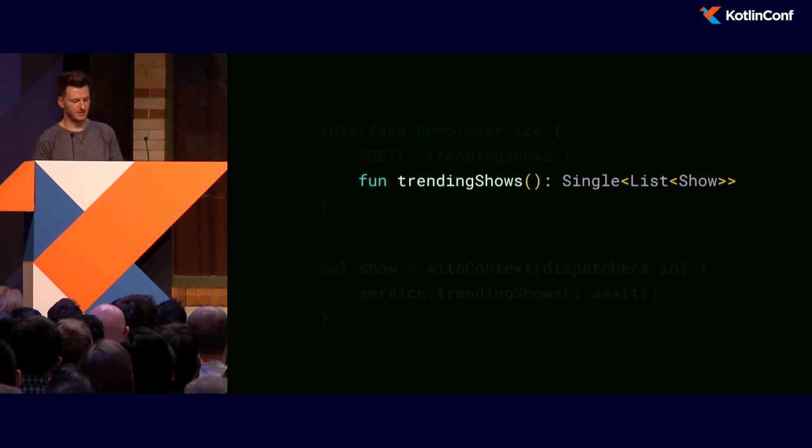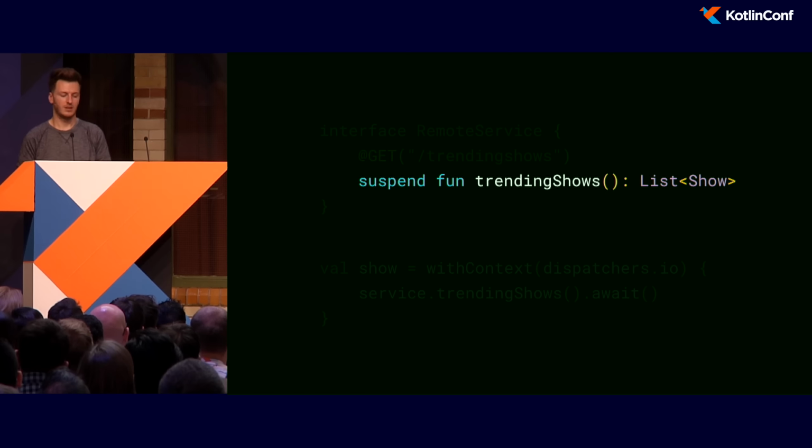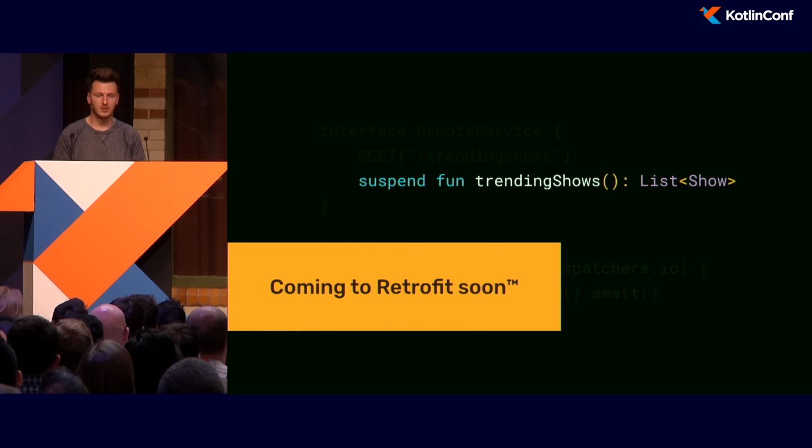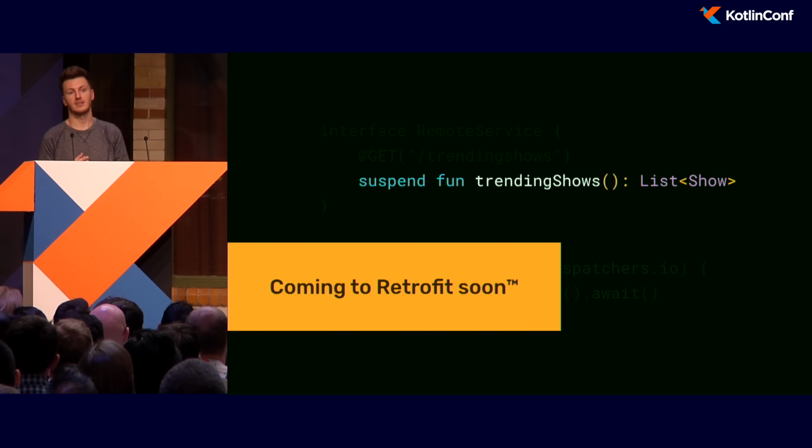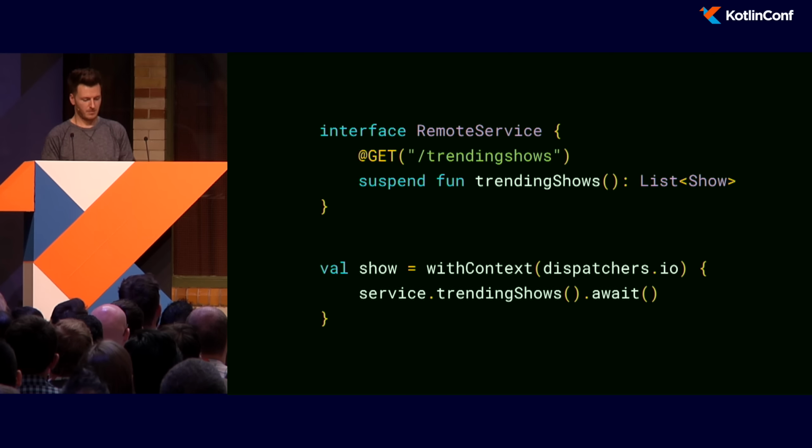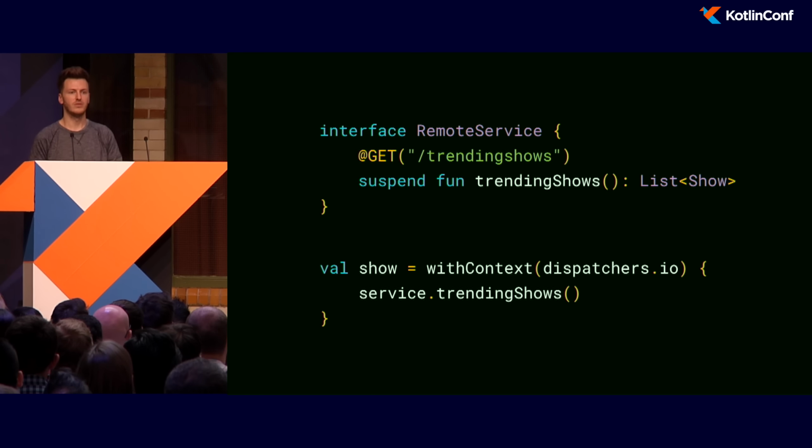Now, wouldn't it be nice, instead of returning a Single, if we could just make that Retrofit interface a suspending function? Now, this is actually coming soon to Retrofit. I was talking to Jake earlier, and he said they're just waiting for 1.3 to come out, and then they're going to release it. So that's going to be really cool. Which means that our calling code literally goes from that down to that. We remove the await because we no longer need it. It's just a standard suspending function, and it looks great.